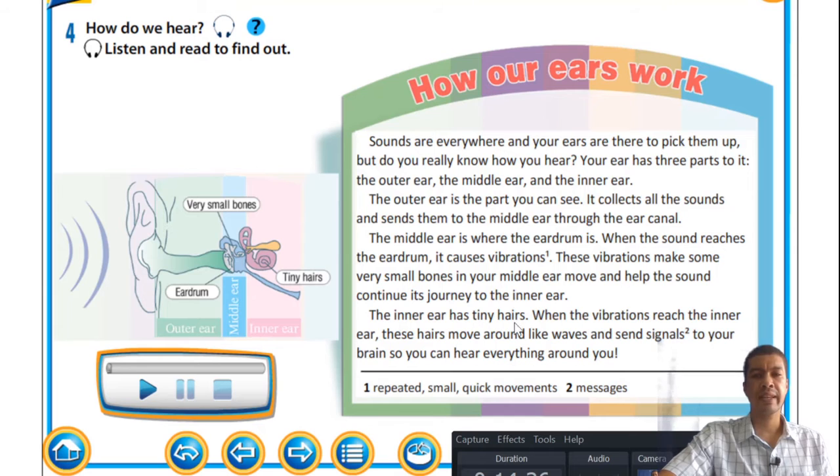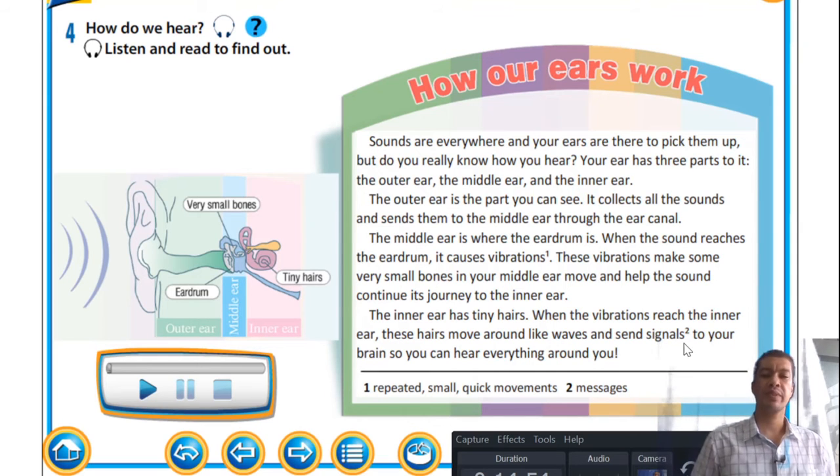We have tiny hairs on the inside of our ears. These tiny hairs pick up these vibrations, and these vibrations reach the inner ear. So the hair moves around like waves and sends signals. Now these signals are also known as messages.